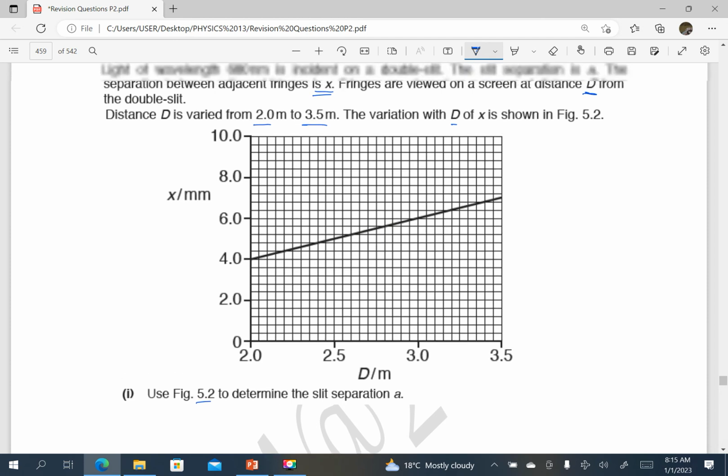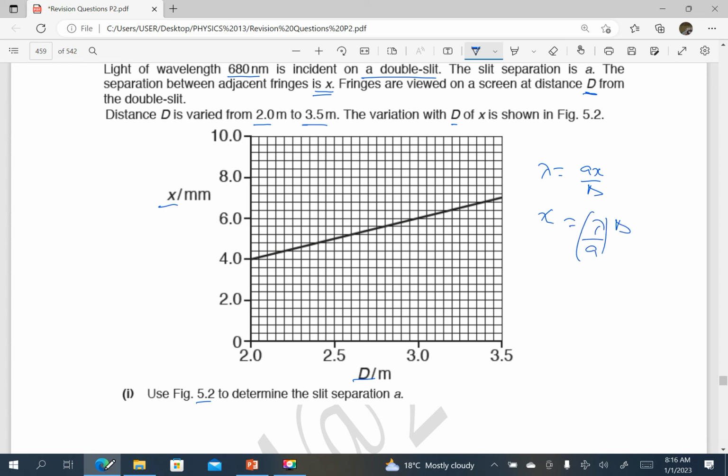So remember, lambda is equal to ax over D. We have a graph of x against D, so I make x the subject. So x is going to be lambda times D divided by A. This will be the gradient if you compare with y equals mx plus c. On the y-axis, we have plotted the fringe separation. On the x-axis, we have plotted D. So the gradient is lambda over A. There is no intercept.